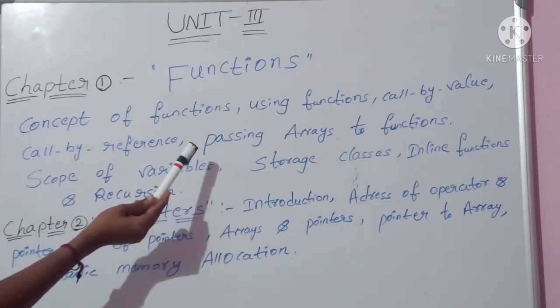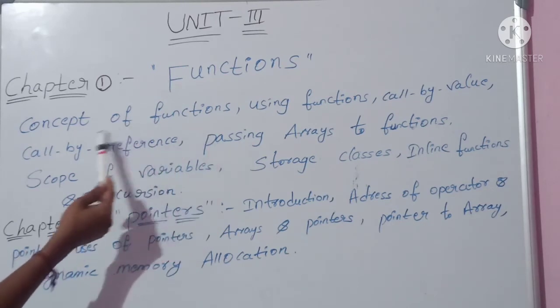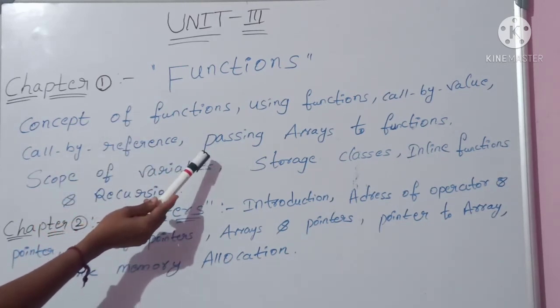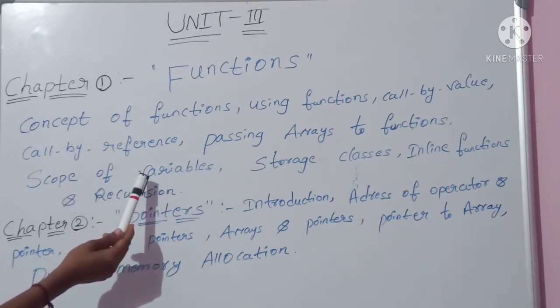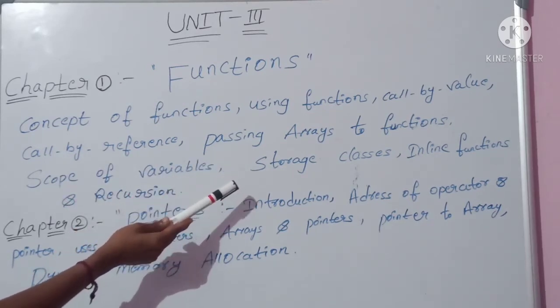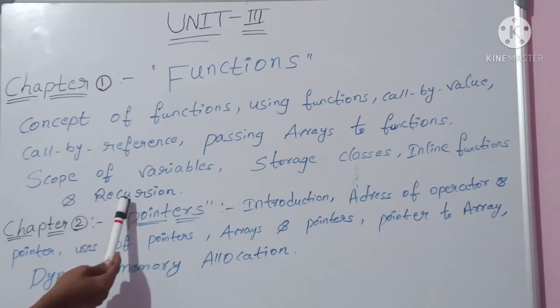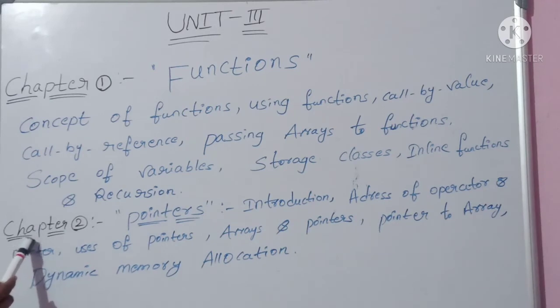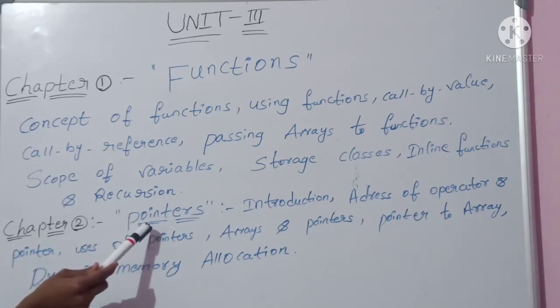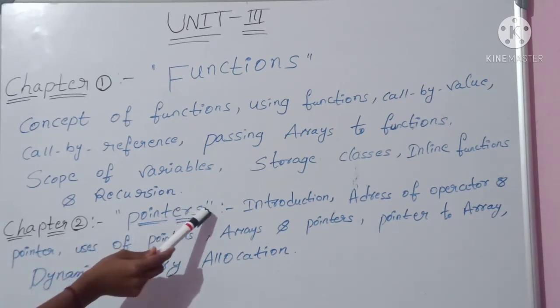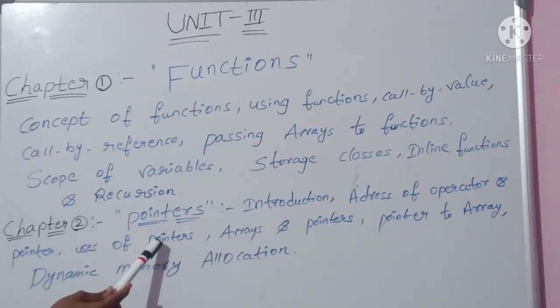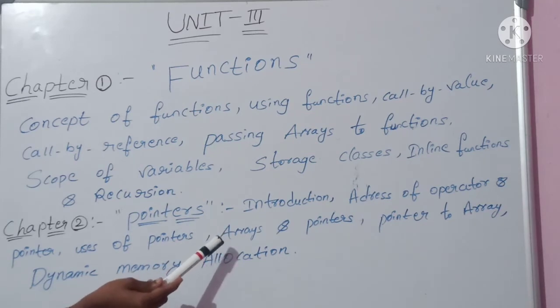In call by value, the value of the address does not change, but in call by reference the address values change. This is passing arrays to functions. Scope of variables, storage classes, inline functions and recursion. Recursion is nothing but one function calling another function. This is chapter 2. In chapter 2 we have pointers. In pointers we have introduction, address of operator and pointers, uses of pointers, arrays and pointers, pointer to array and dynamic memory allocation.